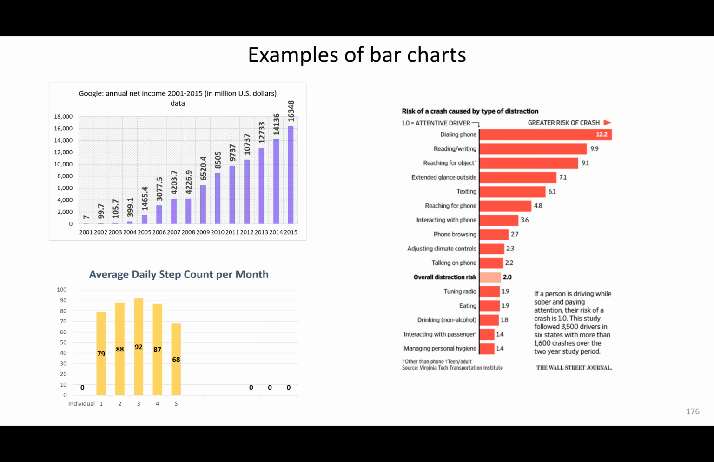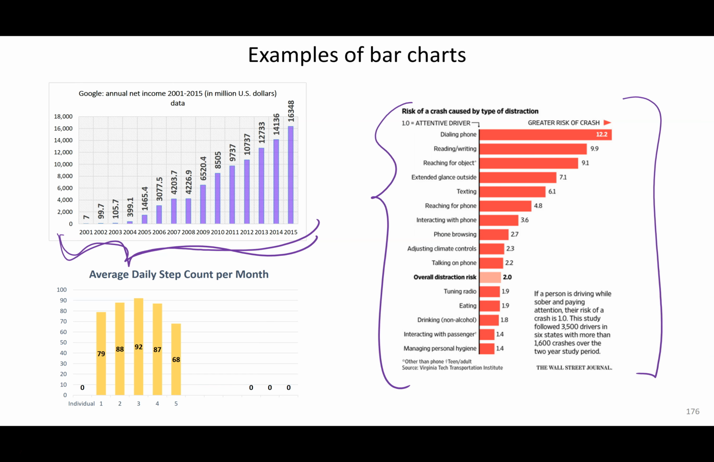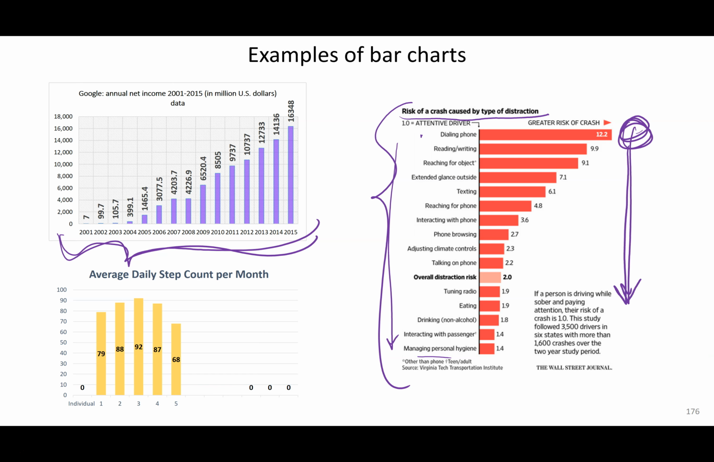So examples here. These are years. They went ahead, they put them in order here. I feel a little iffy about putting years there, but they also have them in ascending order here. Here, this is a horizontal bar plot. They're looking at risk of crash caused by type of distraction, so they have dialing phone all the way to managing personal hygiene. And they decided to put it in descending order.